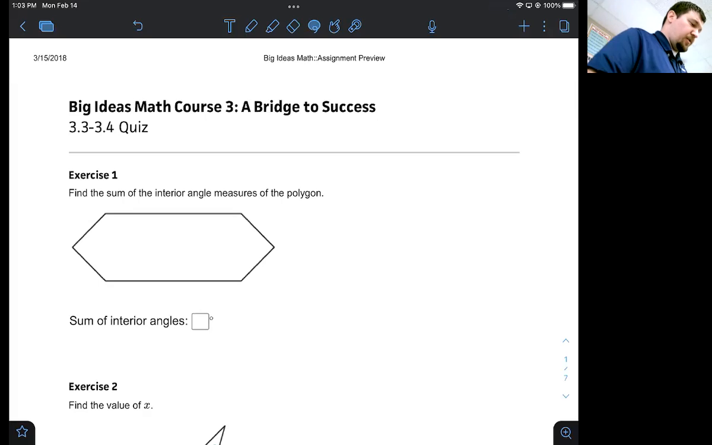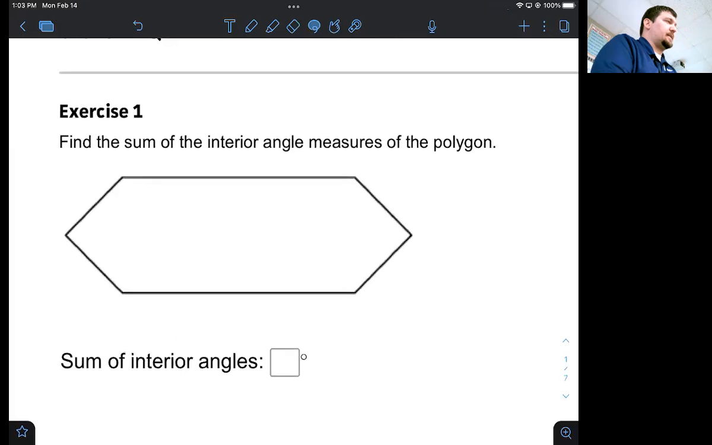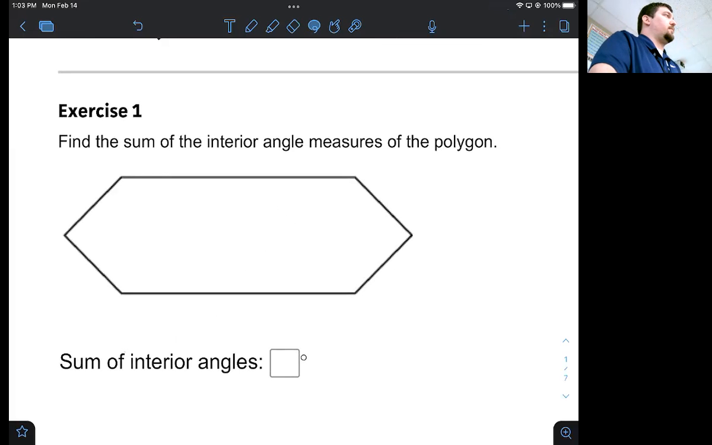All right, practice quiz number 2 starts you off here with a polygon asking for the sum of the interior angles. Jace, how many sides are on this polygon? Okay, what do we call a 6-sided polygon? Do you remember? It is called a hexagon. Nice job. Yeah, this is called a hexagon.